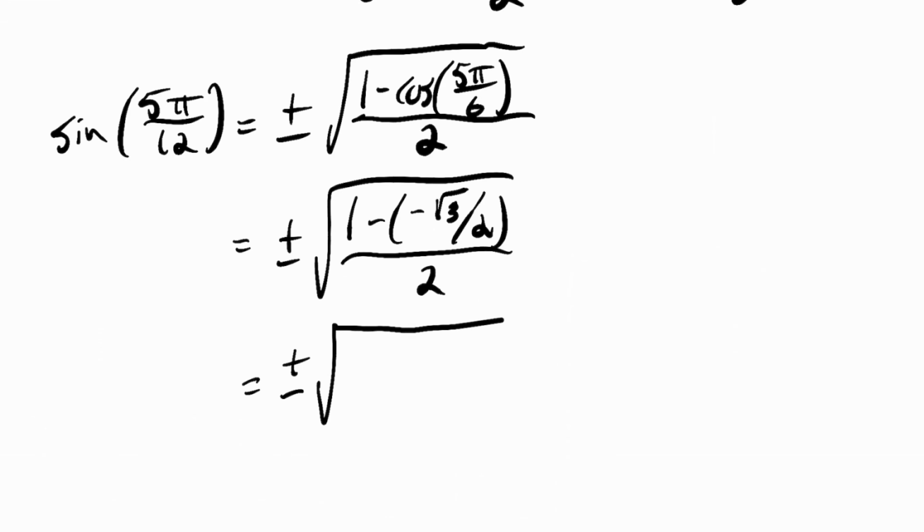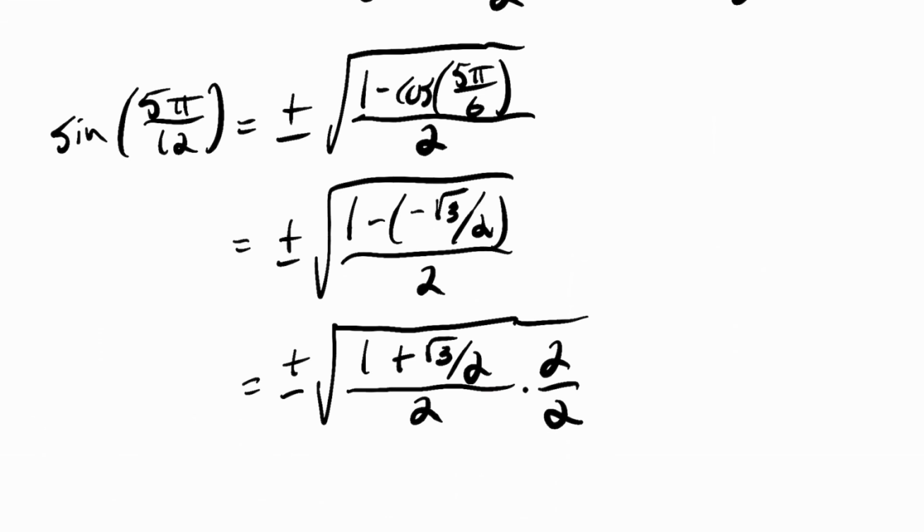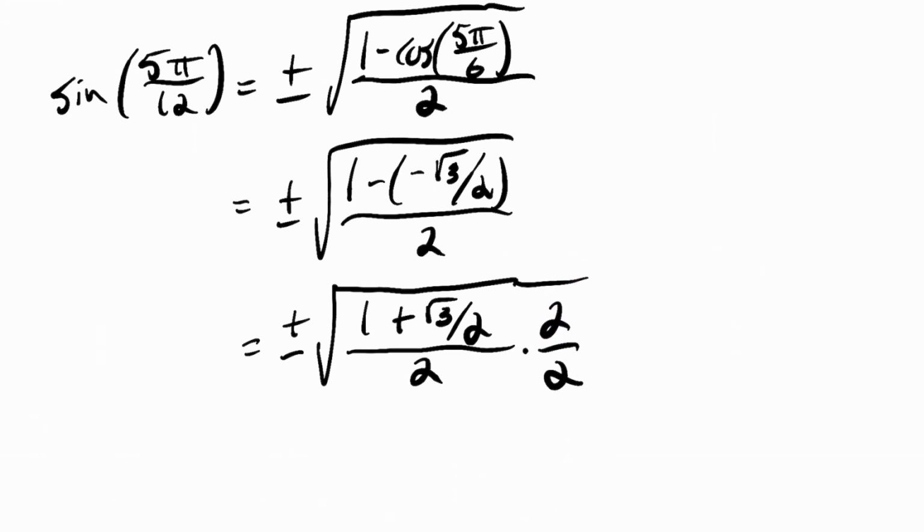So this is the square root of 1 plus root 3 over 2, over 2. And as we did in the previous example, I'm going to multiply inside the root by 2 over 2 so that I can cancel this denominator here. When I distribute this 2, that will simplify the numerator inside the root a little bit. So this is equal to plus minus square root of 2 plus root 3 over 4. And that's about as simple as it's going to get. We have a root inside of a root, which is kind of messy, but we're kind of stuck with that.